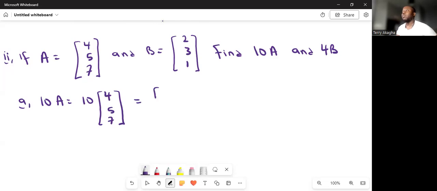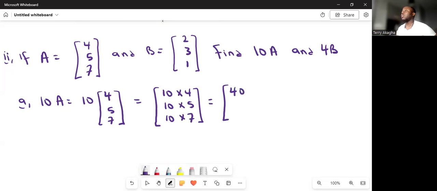And that will give you 10 times 4, 10 times 5, and 10 times 7. 10 times 4 will give you 40, 10 times 5 will give you 50, and 7 times 10 will give you 70. And that will be the answer for that.